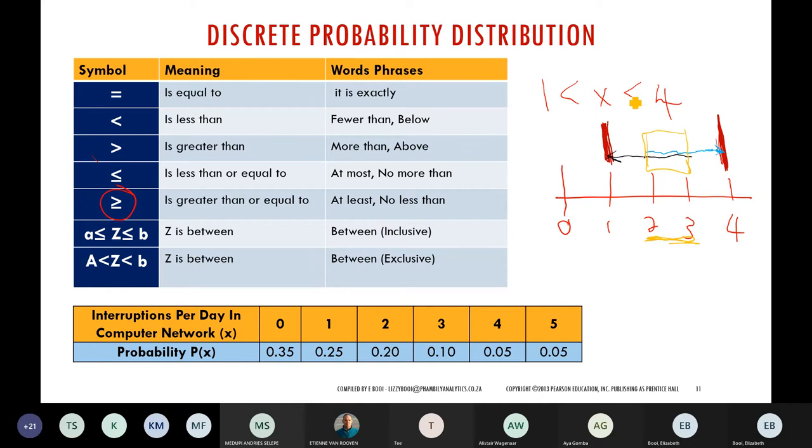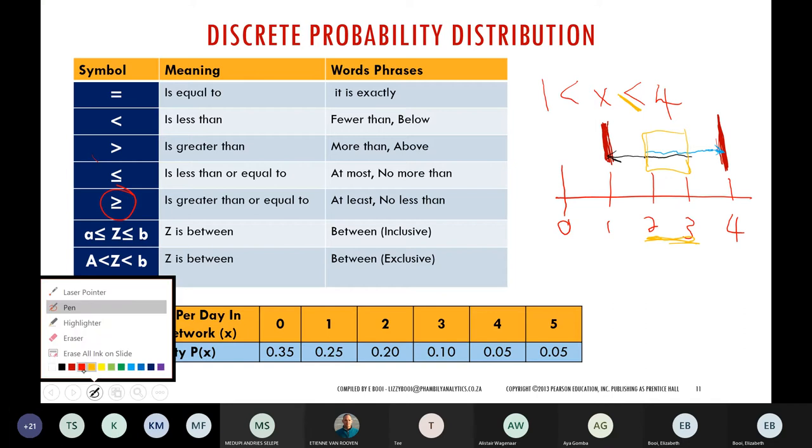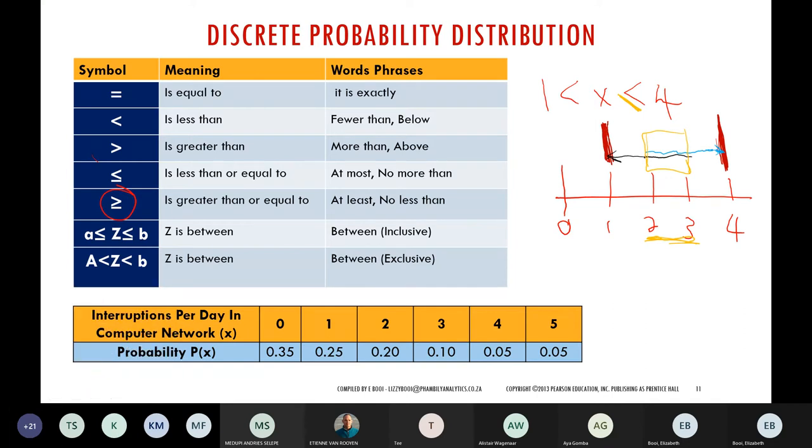So let's say in this instance, they give us this. So here they say, X lies between 1 and 4, but it also includes 4. So with that, it means this line, the black line, starts at 4. Because at the moment, it does not start at 4, it will start at 4.